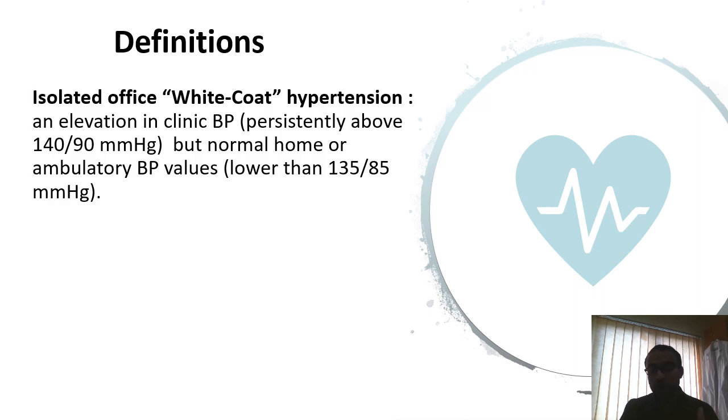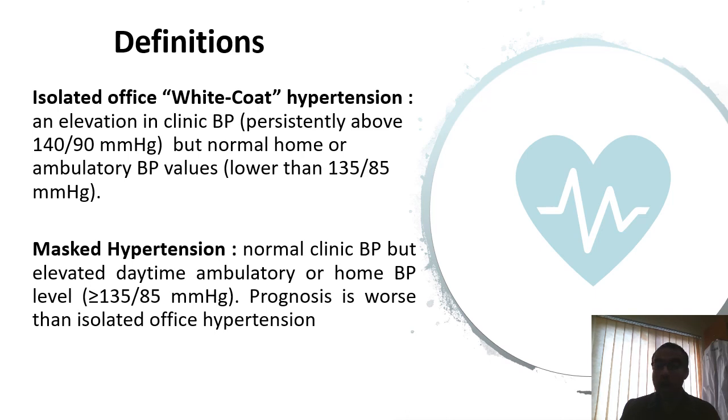Also, we have what we call isolated office hypertension, or white coat hypertension. White coat hypertension means this persistent elevation happens only in the clinic, while on the other hand the ambulatory or home blood pressure measurements are normal. We have also the other way around, masked hypertension. Masked hypertension refers to a normal clinic blood pressure, but at home it is quite elevated, and the prognosis in this case will be worse compared to isolated office hypertension.